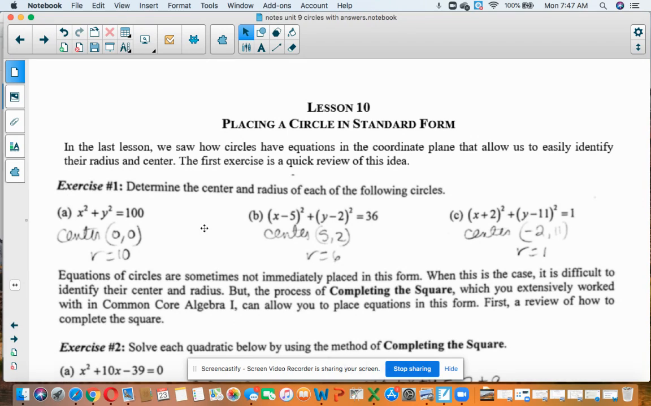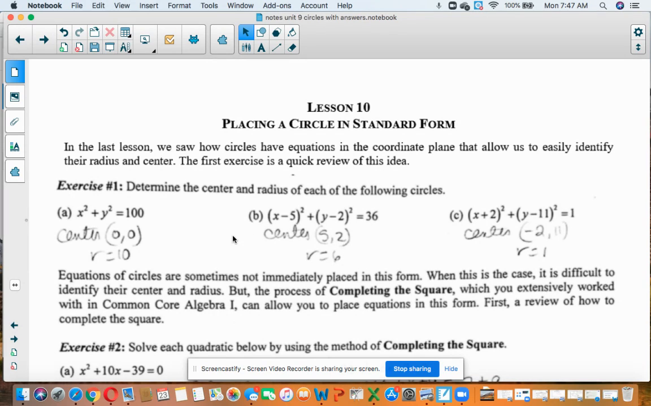Most of our examples, though, will not have a center at (0, 0). So if you look at exercise B, the numbers that are next to the x and y are actually the center, but notice the signs are the opposite. So when I have (x minus 5) squared and (y minus 2) squared, my center is actually positive 5, positive 2. Again, this is the radius squared, and the square root of 36 is 6.